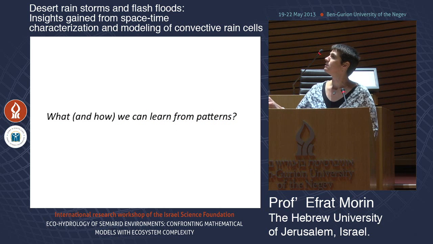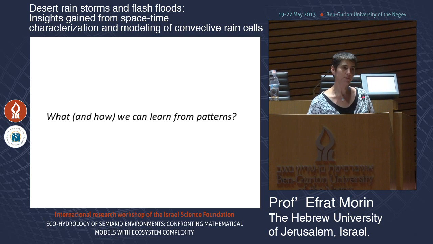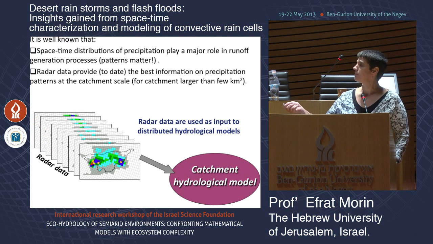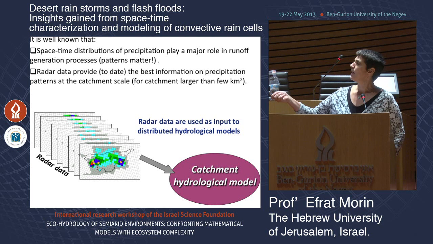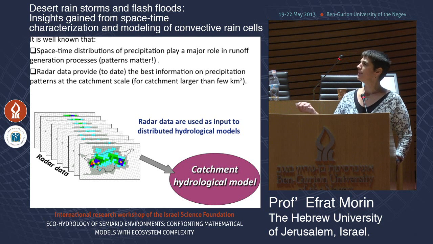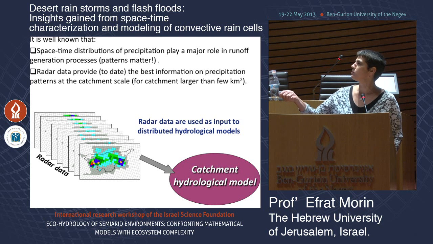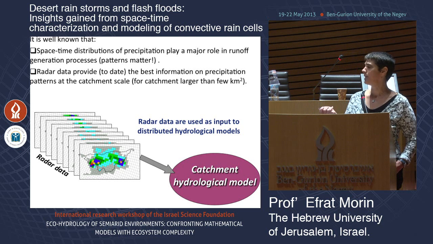That brings the question: what can we learn from patterns, and how can we learn from patterns? Because this is what we want to know. One of the things I was thinking about is that, yes, radar data represent patterns, and we can view these patterns with our eyes, but when we input them into a hydrological model, in a way we treat them as a very dense rain gauge network, because we input them as gridded data. We do not explicitly represent the patterns. We implicitly represent the patterns.